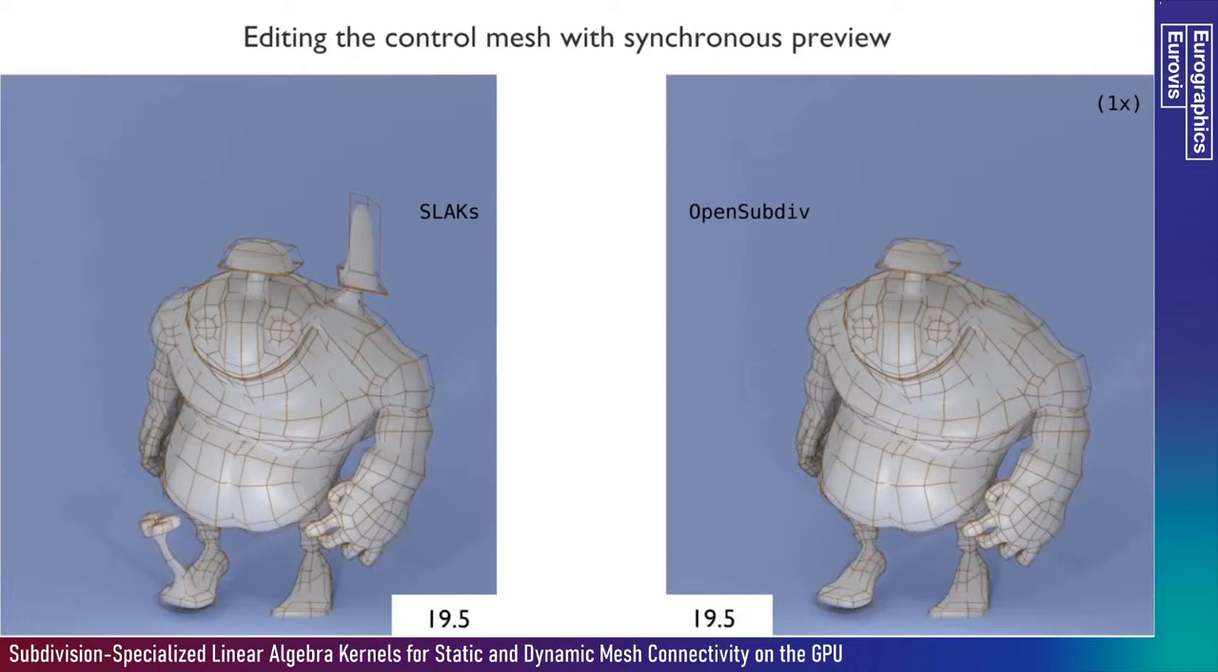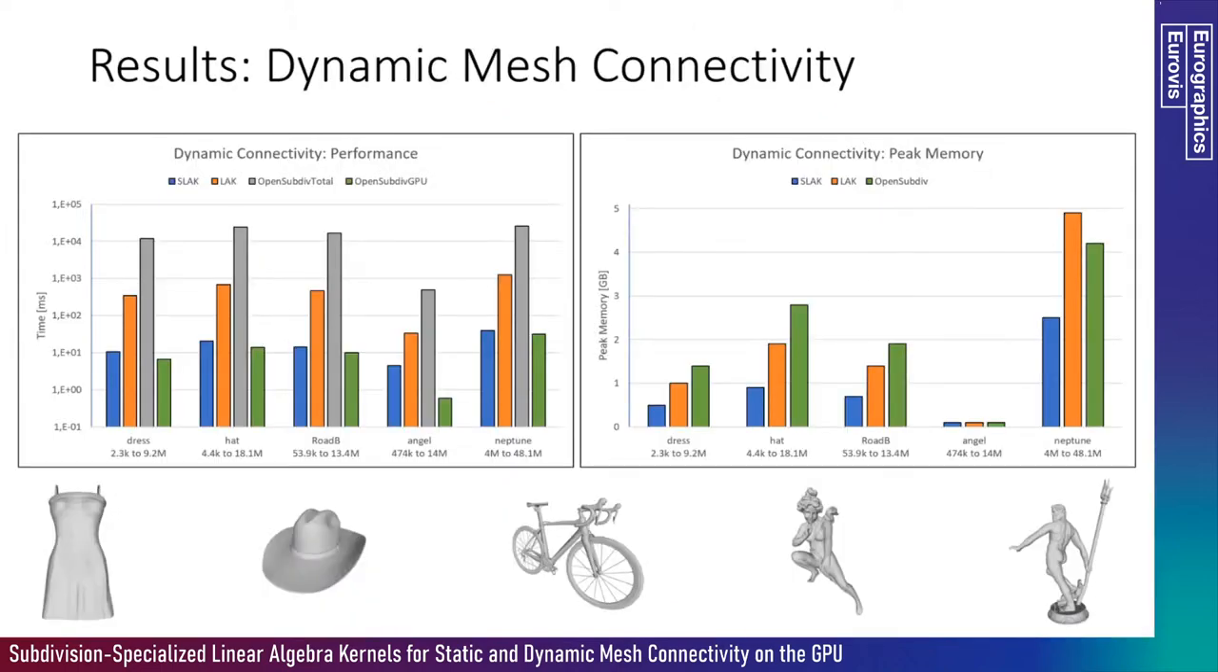to recompute the subdivision tables, which introduces these unpleasant delays and clearly breaks the interactive feel of the whole modeling experience. Slack, on the other hand, does not require any pre-processing and is natively parallel, which allows for the smooth, consistent real-time preview. We selected a variety of differently sized meshes and subdivided them to different levels.